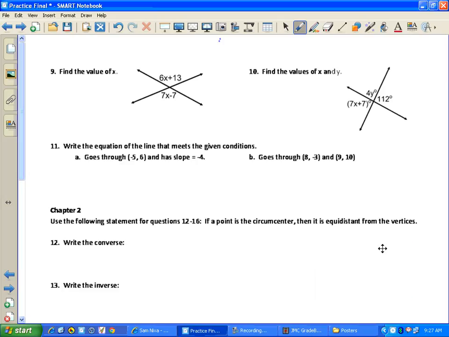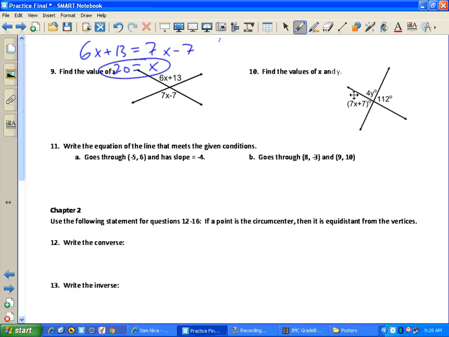Okay, page 2 of the practice final. We've got vertical angles here, so they're congruent, which means 6x plus 13 equals 7x minus 7. If I solve that, I can bring the 6x over here, which leaves an x. Add the 7 to this side, which makes 20, and that's what x is.